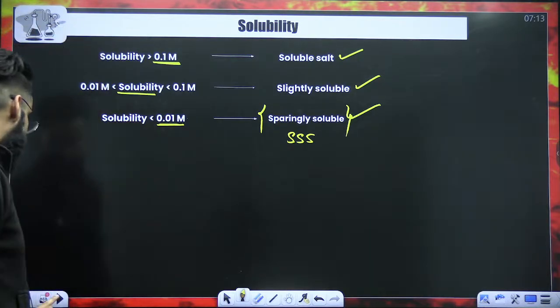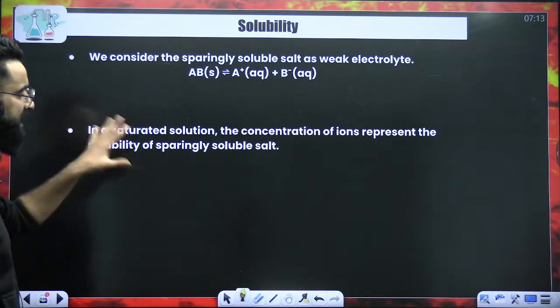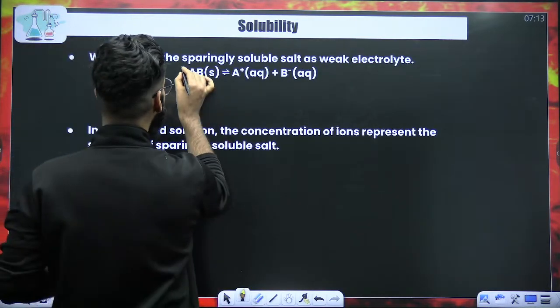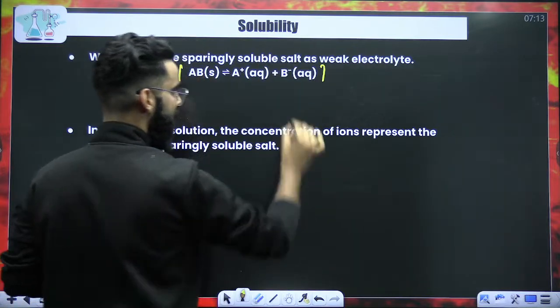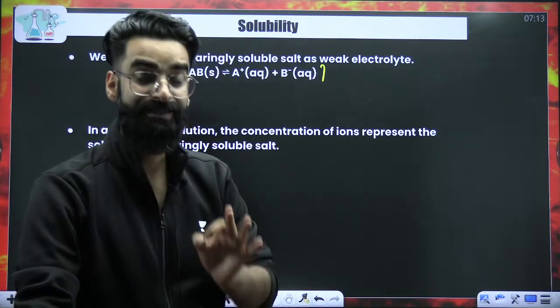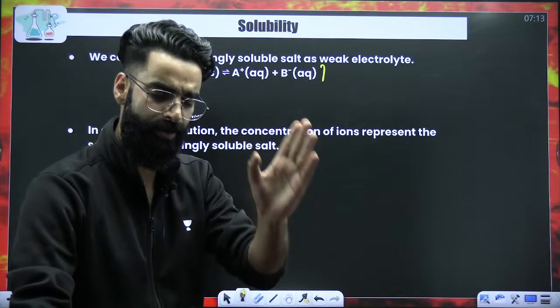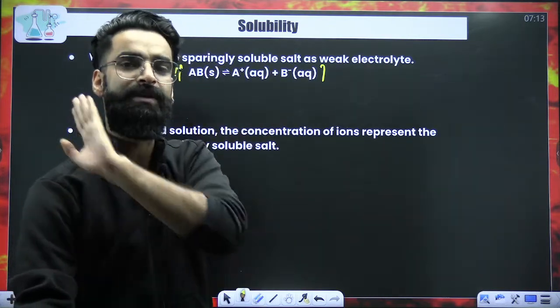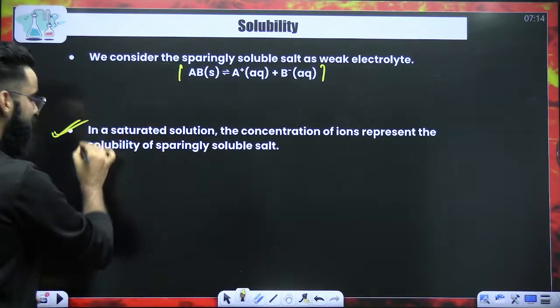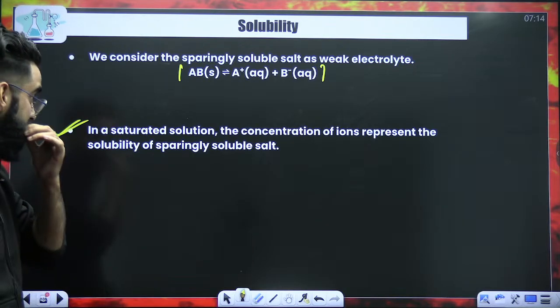Now try to understand a few things that I'm going to say. There are 2 statements mentioned. My dear students, a sparingly soluble salt will be considered a weak electrolyte. A sparingly soluble salt whose solubility is less than 0.01 molar will be considered a weak electrolyte, and we are always going to keep it in equilibrium with its ions. Point number 1. Point number 2, this point is important, so try to understand what I'm saying.